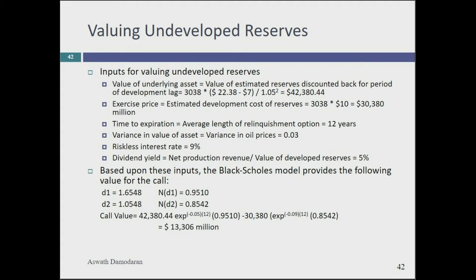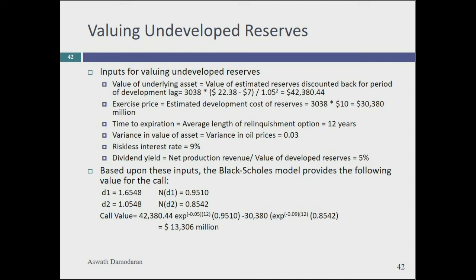I have 12 years to play the game. The riskless rate was 9%. And every year that I choose not to play this game, I don't develop the reserves, I give up those 5% in cash flows. That operates like a dividend yield. I plug the numbers in: d1, d2, N(d1), N(d2). And when I value the call option, I get $13.3 billion.